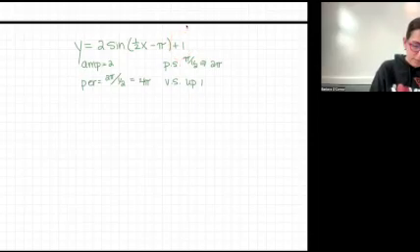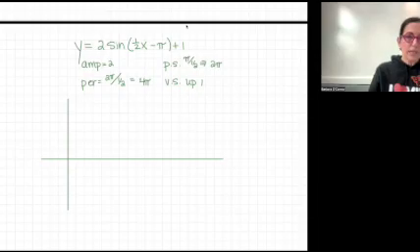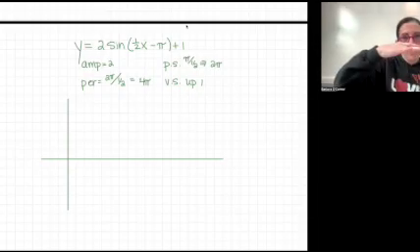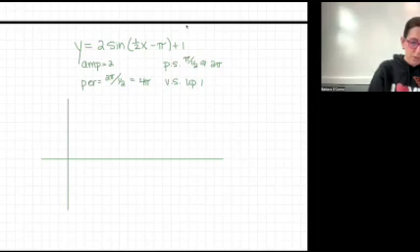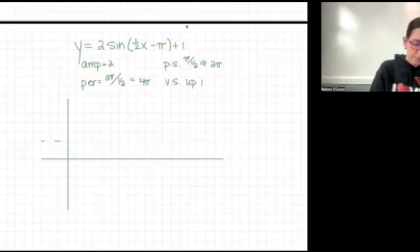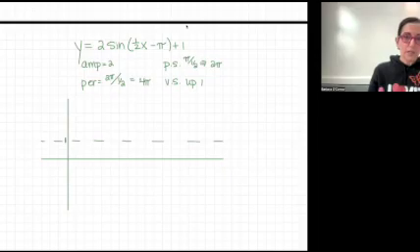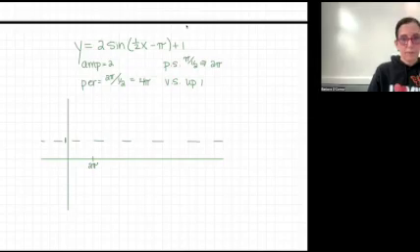All right, let's do it. The first thing I like to do is mark the movement of my vertical shift. So since it's up 1, my midline is going to go from the x-axis up 1. So I'm calling this 1. And I'm starting 2 pi to the right. So let's call this 2 pi.